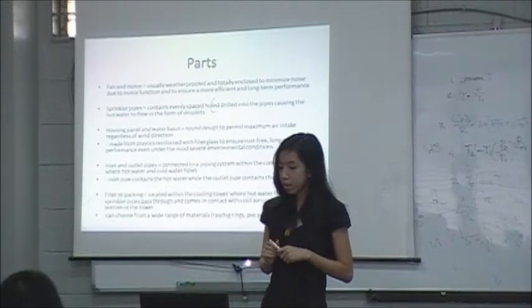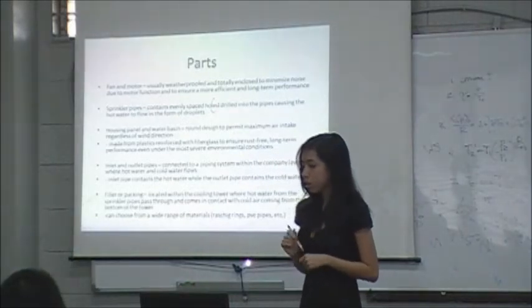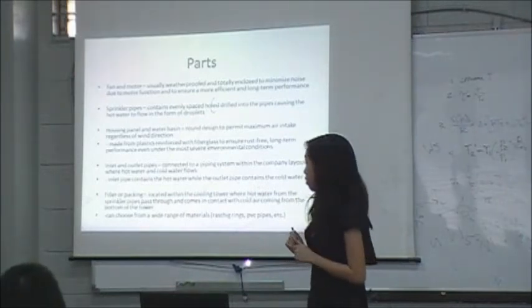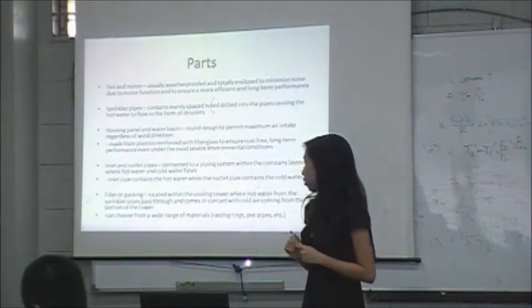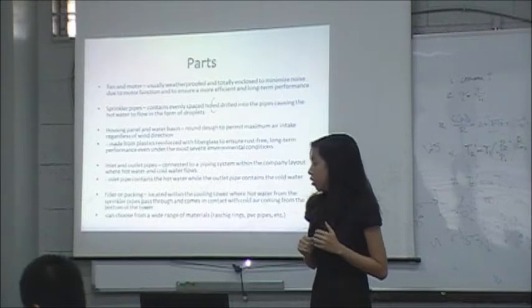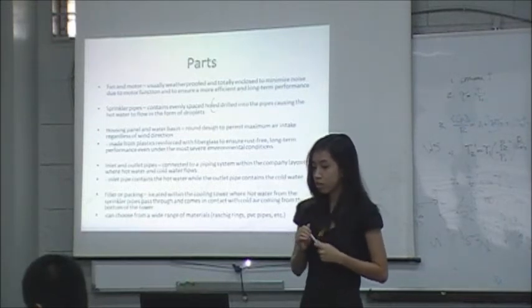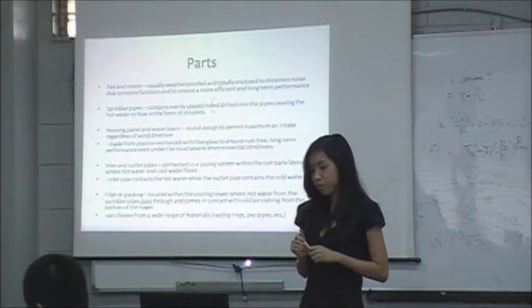And lastly, the filter or the packing is located within the cooling tower, where hot water from the sprinkler pipes passes through and mixes with the cold water coming from the bottom of the tower. This can be made from a wide range of materials such as ratcheting rings and releasing pipes.